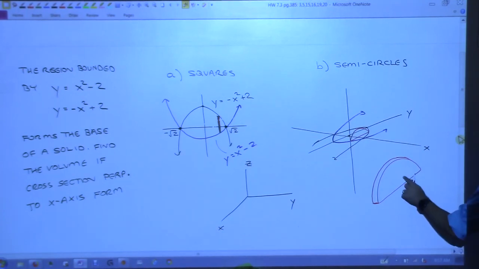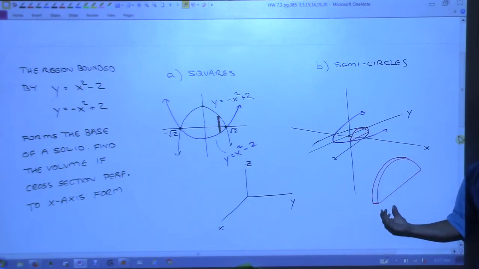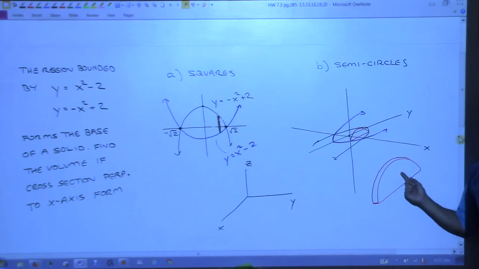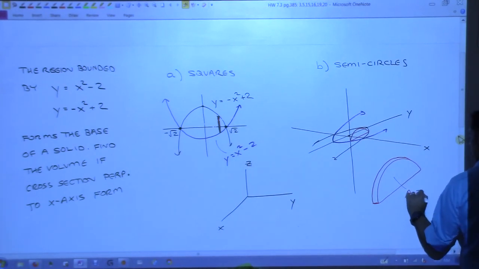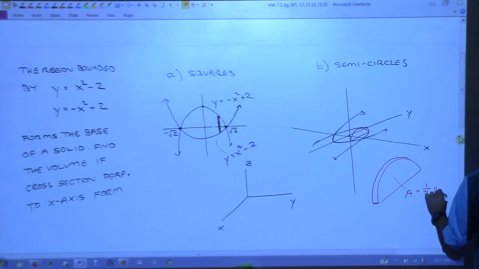And we would like to know what? If we're going to do this, don't we still need to know the area of that face right here? And then the thickness is just going to be dx again. So I need the area of that. So what is the area of half of a circle? The area of this would be half of pi r squared, right? Half of pi r squared.